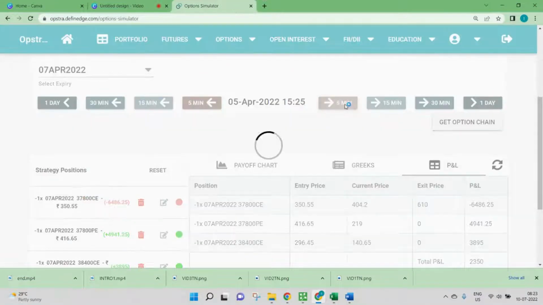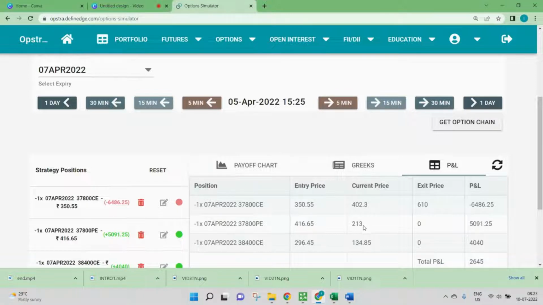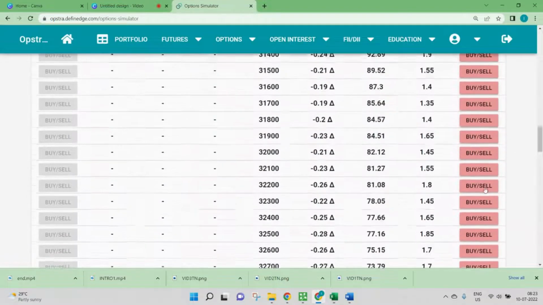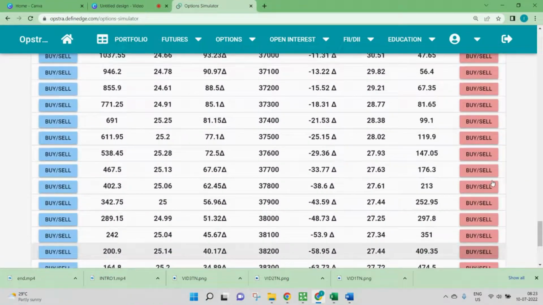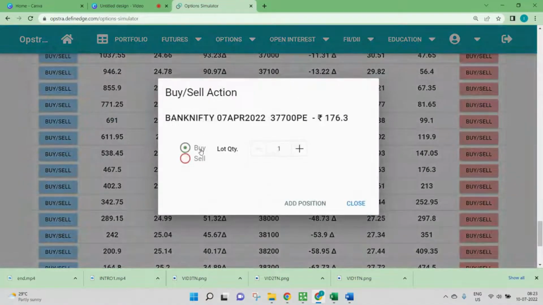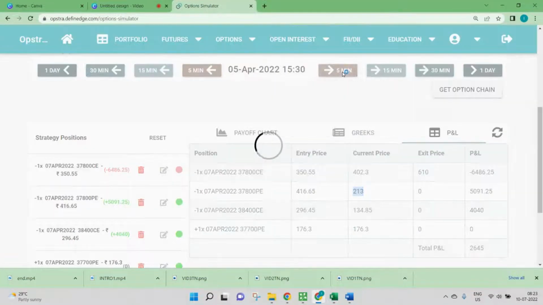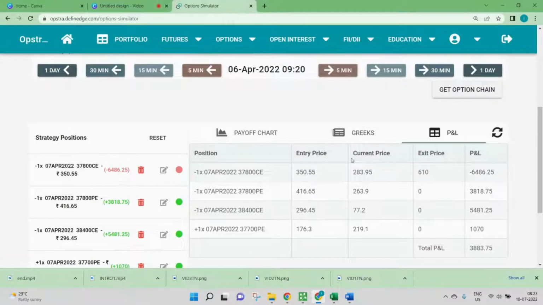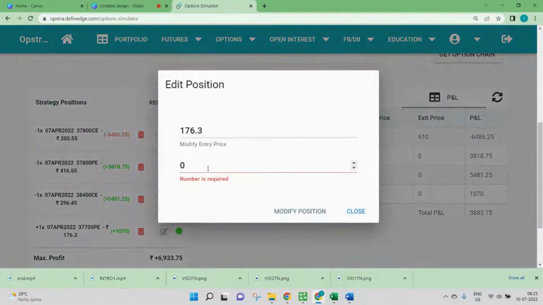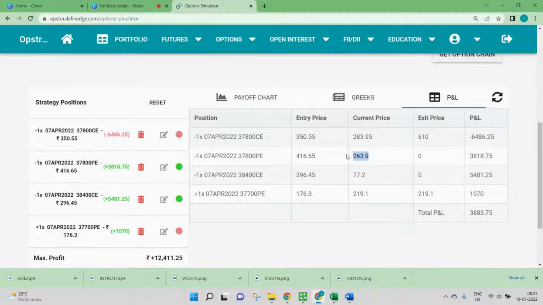Okay. So at 1525, we have a PE of 213, CE at 134. Since PE is more than CE, we have to take a protection today. Buy. Go to day end. Go to next day morning. Here we have to exit the PE protection leg at 219.1. And the other two premiums are 263 and 77. Remember our stop loss is 580.